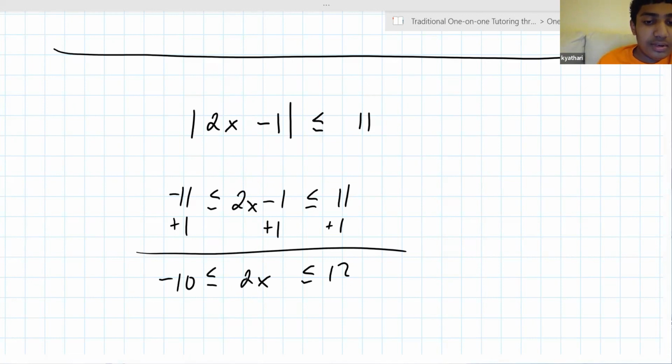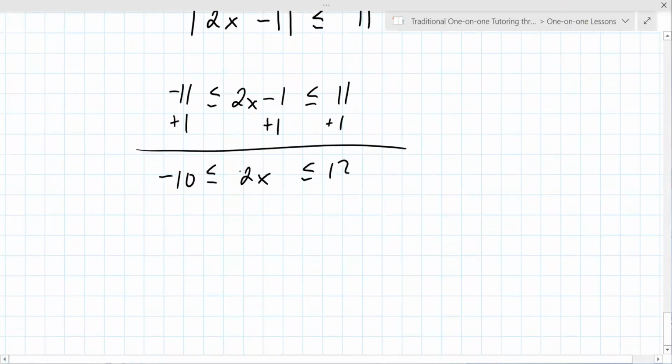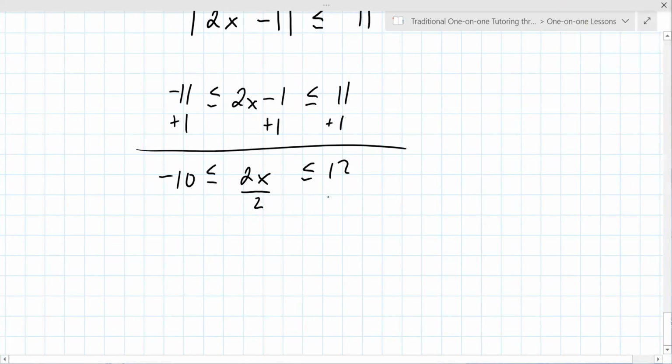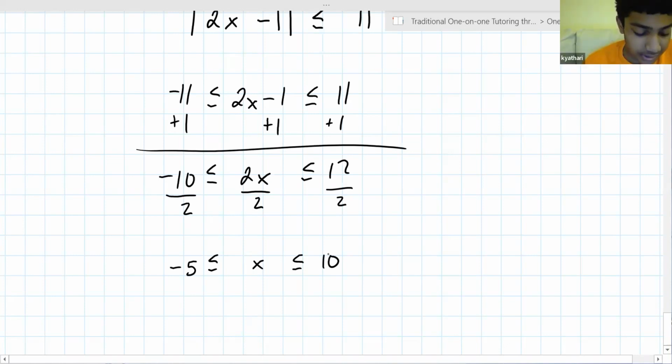How do you undo multiplication by 2? You just have to divide. Divide by 2, yeah. And then, okay.